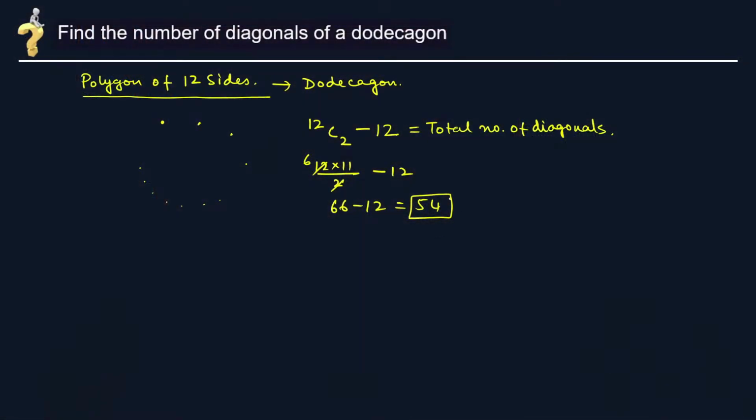Is it clear what I have done? First, I considered that we have 12 points because it's a dodecagon. Dodecagon means a polygon of 12 sides, so it has 12 vertices. Now we are choosing 2 at a time to get our straight lines. The number of such lines is 12C2. These lines can be either a diagonal or a side of the dodecagon. So if we subtract the total number of sides from the total number of lines formed, we get the number of diagonals. That's 12C2 minus 12, and you got the answer as 54.